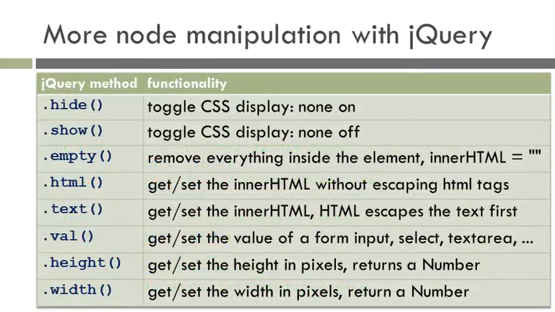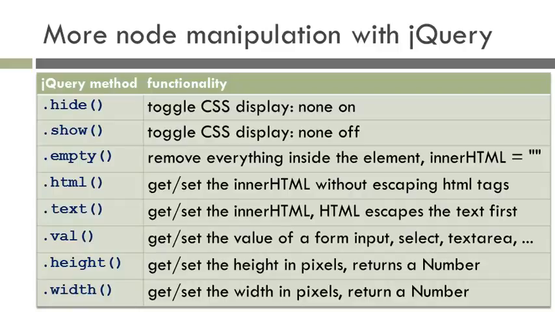While we have only looked at the CSS method for node manipulation using jQuery, jQuery has many more methods that can be used for node manipulation. Here is a list of some additional methods. An element can be hidden with a hide method, or it can be shown again with a show. This is the same as toggling the display on or off in the CSS.